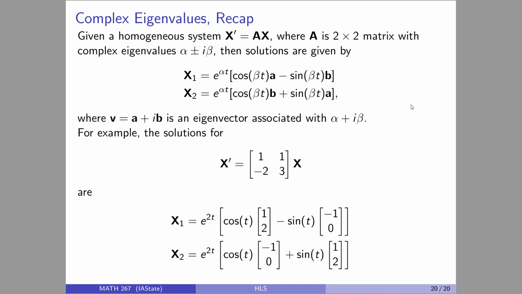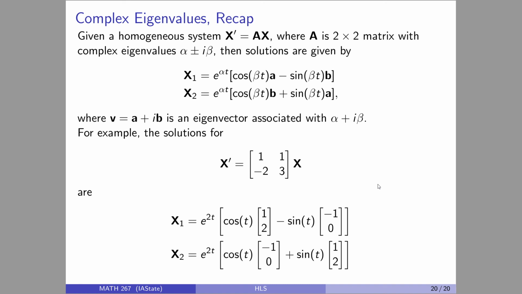That's it. So for another example, similar to the one we just did, if we look at 1, 1, negative 2, 3, in this case, the solutions will end up being that, so you can verify that the eigenvalues are 2 plus or minus I, and the vector is 1, 2 plus I times negative 1, 0. So work out the details on this one on your own and make sure to include the minus sign right there. But that's pretty much it.